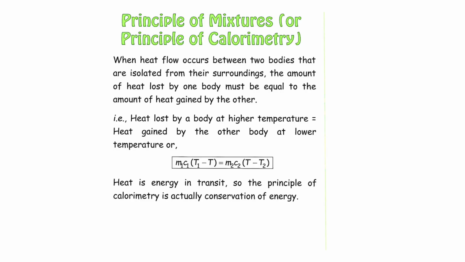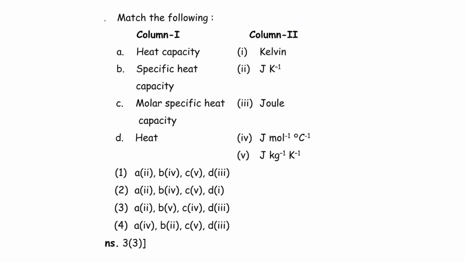Here heat is energy in transit, so the principle of calorimetry is actually the conservation of energy. And conservation of energy means energy can neither be created nor destroyed. It can only change from one form to another form.